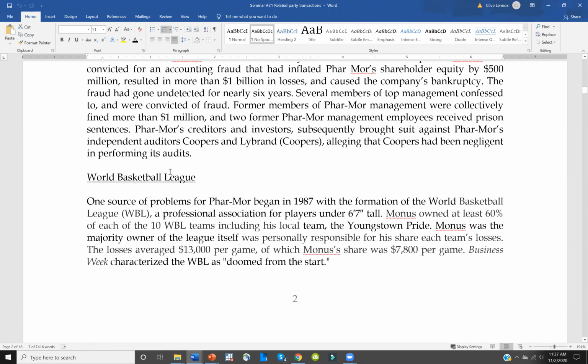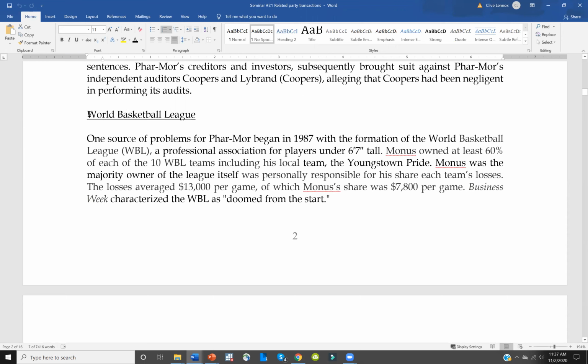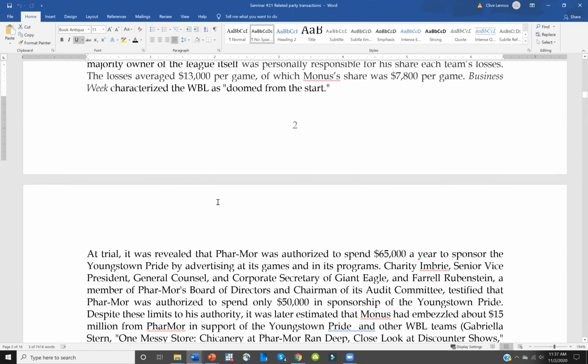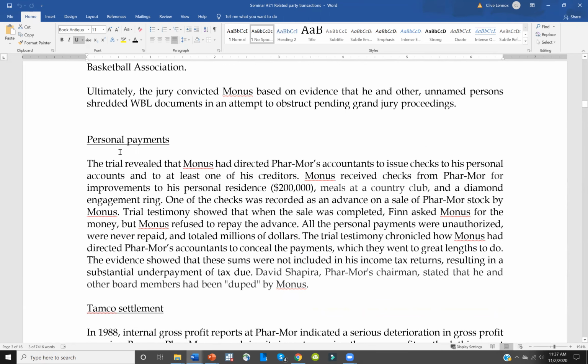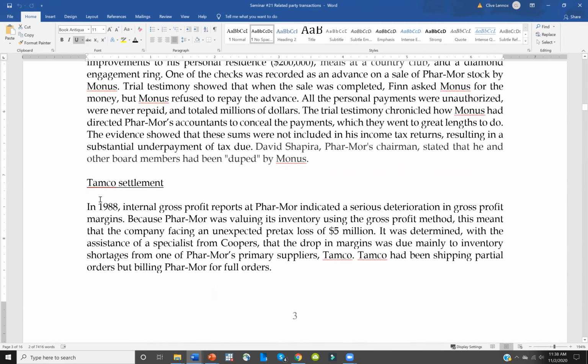There's some information here. One of the related party transactions involved another entity called the World Basketball League. Not the NBA, it's another basketball league, which you can read about here. There were personal payments being made to Mickey Monas, who was the president of the company. And there was also another related party transaction involving a company called Tamco. There was a settlement that was paid to Farmore. So this was another related party transaction.